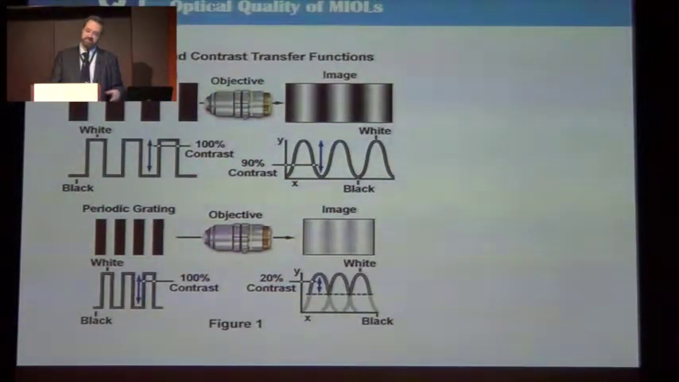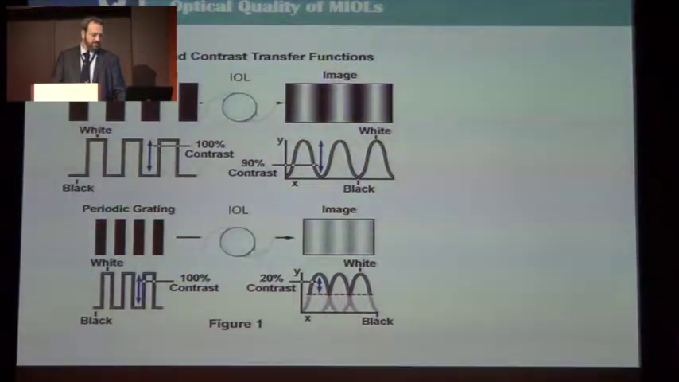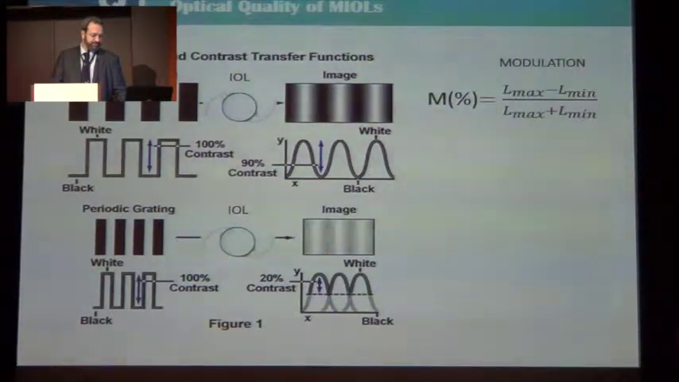How can we measure it? Well, we can see that the MTF puts a pattern of cycles per degree through the objective, and we can see the image in the final optical system. If we put the intraocular lens in the middle, we can see the same. We can see the result of passing that pattern through the lens. After that, we can measure the modulation. It's very simple.